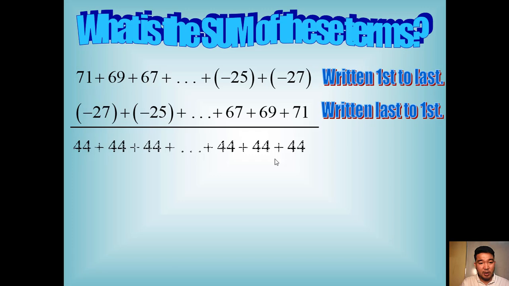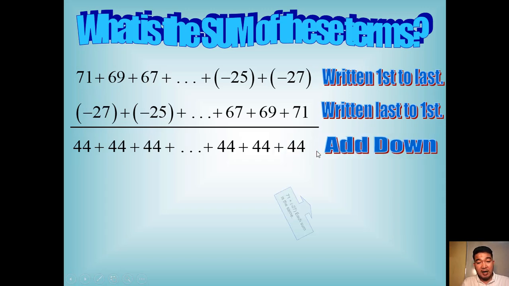And then what we are going to do is to add. 71 plus negative 27 is 44. 69 plus negative 25 is 44. Then we have negative 27 plus 71 is also 44. Negative 25 plus 69 is also 44. As you can see in the pattern, all the sums will be equal to 44.